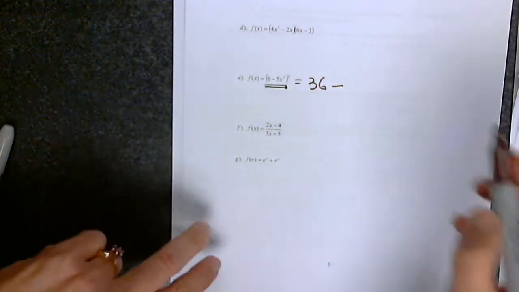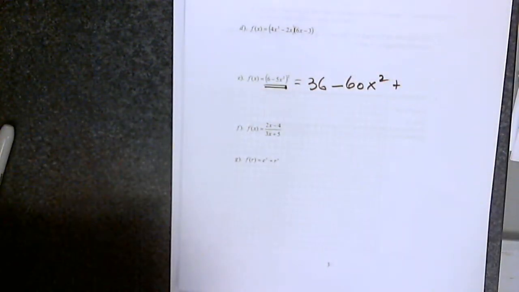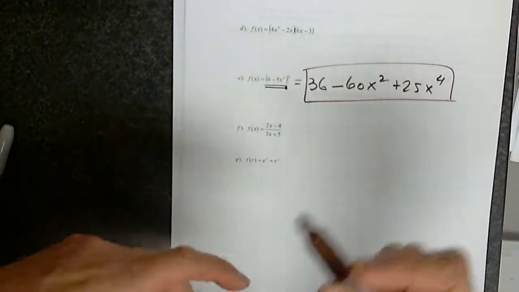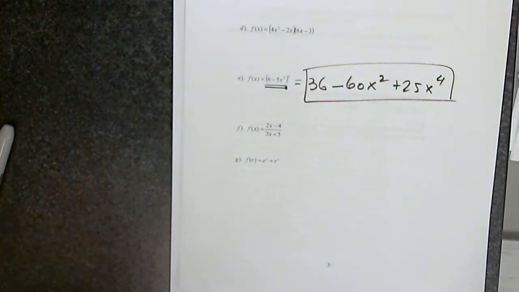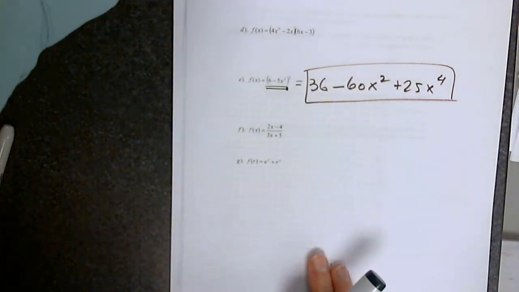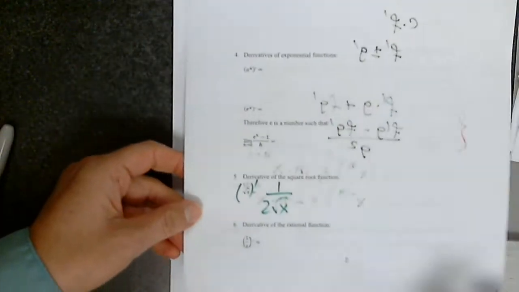Minus? Very good. Excellent. And plus? Very good. So please remember we have an agreement on a binomial squared, and that agreement is forever. Okay. Anything else? Okay, let's go back.